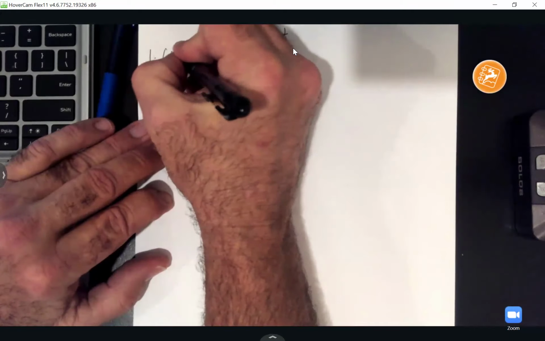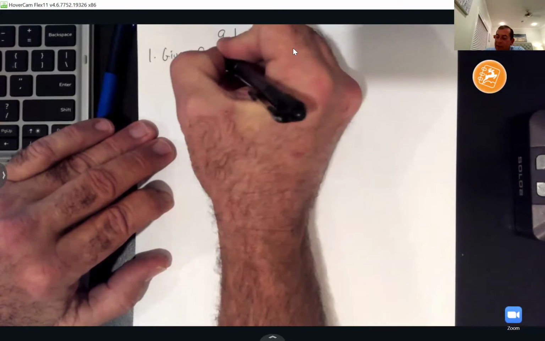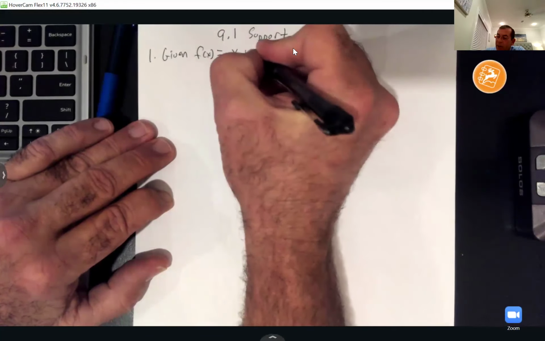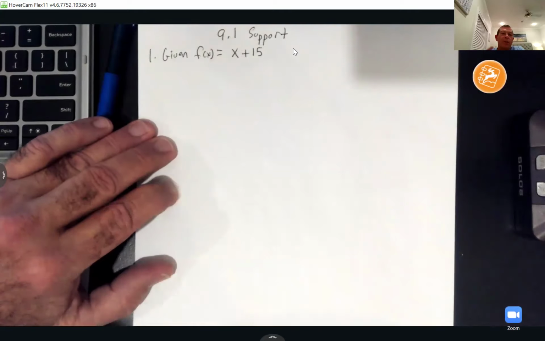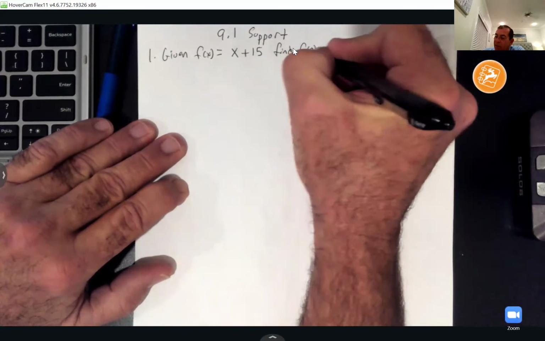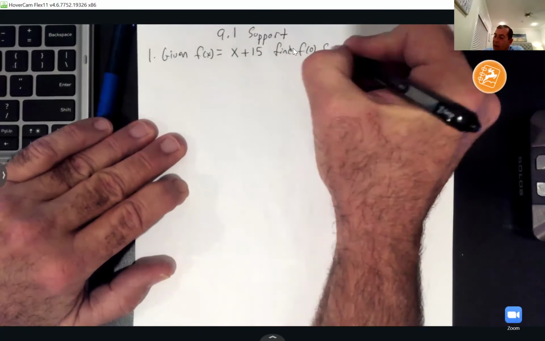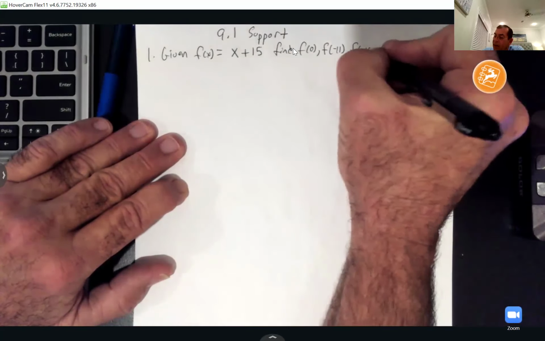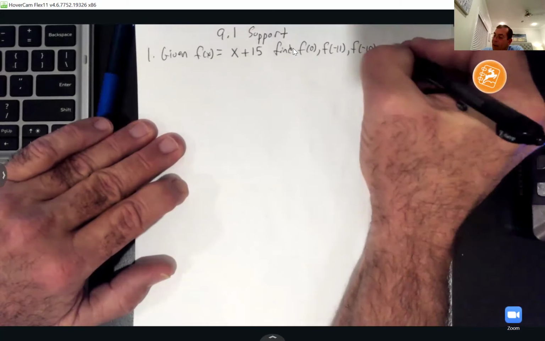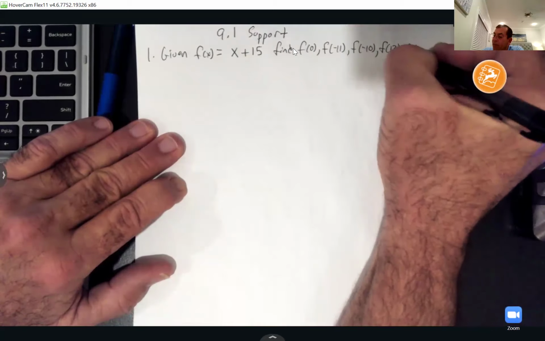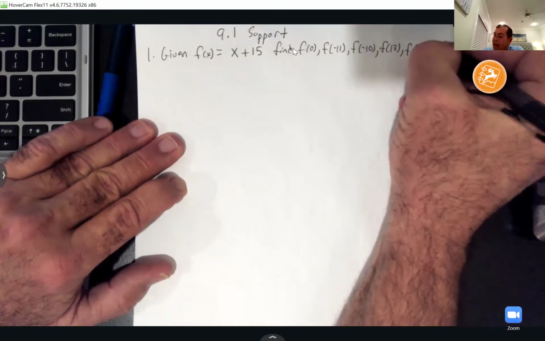All right, so for the first one, they're going to give f of x equals x plus 15. So they're giving me a function, and they want me to find f of 0, f of negative 11, f of negative 10, f of 13, and then f of x plus 9.